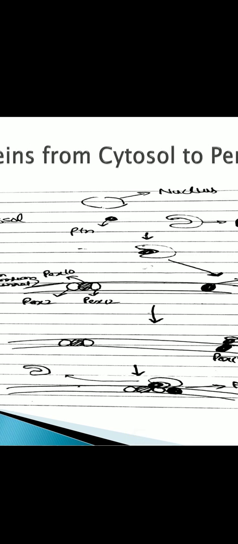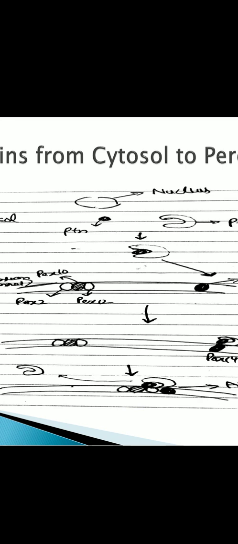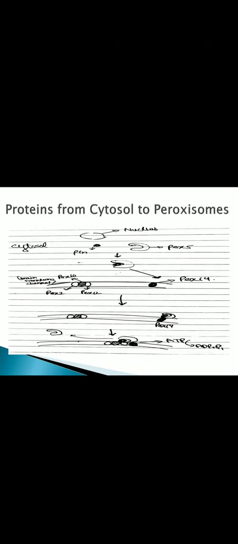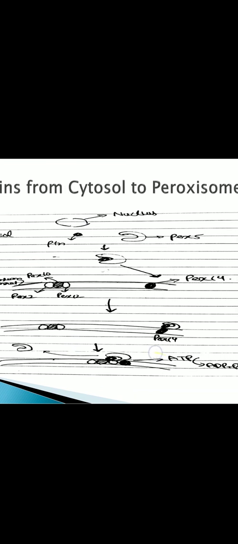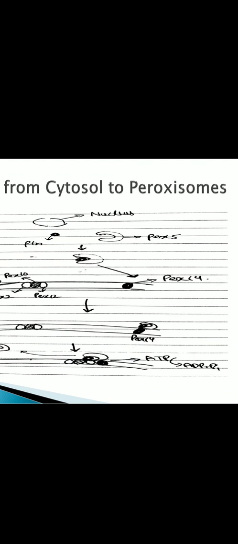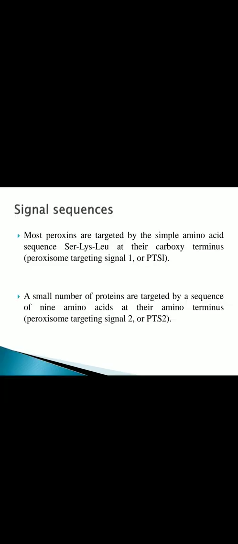Then due to the availability of the channel in the PEX10, the proteins are sent into the lumen of the peroxisomes. Then this PEX5 is again sent back into the cytosol, where it will go for another cycle. While carrying out this process, ATP is utilized. From ATP we are getting ADP and Pi. So this is how the translocation of proteins either by the cytosol or by the endoplasmic reticulum is done.